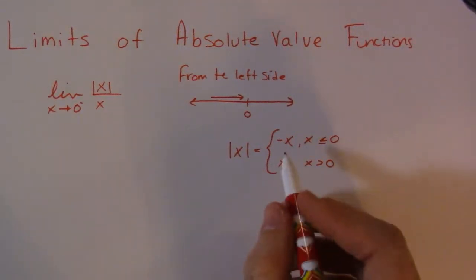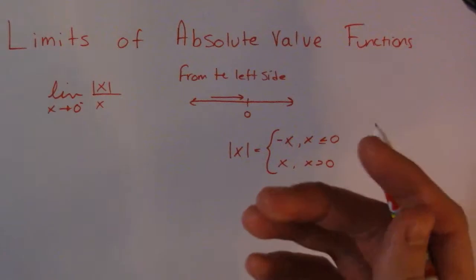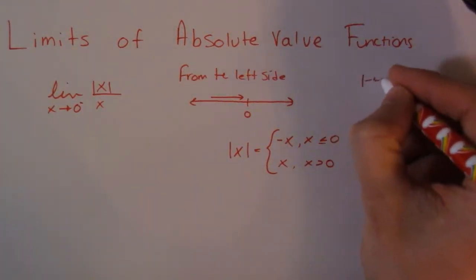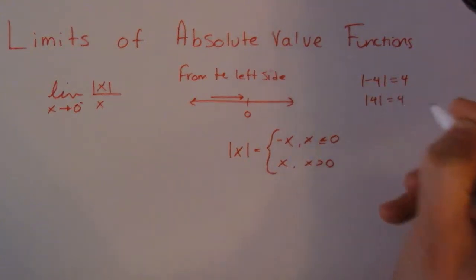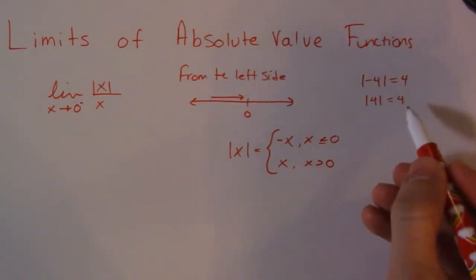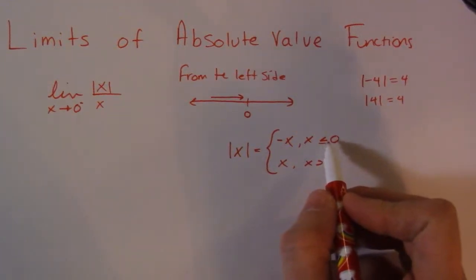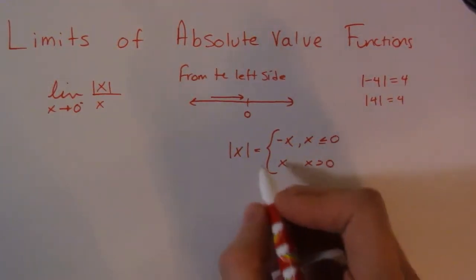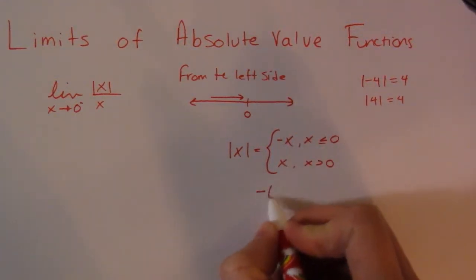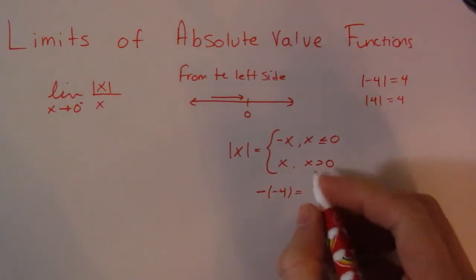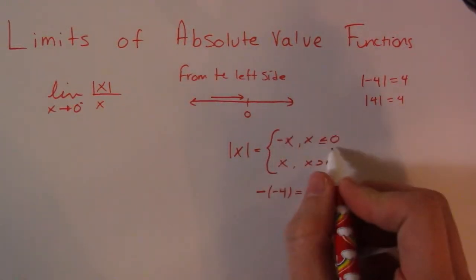So let's see why that works. Let's pick a number. First of all, if you don't know what an absolute value function does, it just makes everything positive. Like the absolute value of negative 4 is 4. The absolute value of 4 is 4. So if it's negative, it makes it positive. If it's positive, it stays positive. So if I pick a number that's less than 0, say negative 4, I have to go to this one because it's in that interval. So it's negative of negative 4, so it makes it 4. So this essentially acts like an absolute value function.